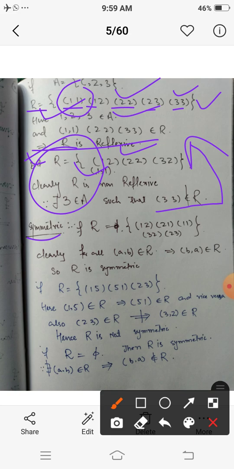Now let us consider the symmetric relation. On a non-empty set, we define a relation on A as R equals {(1,1), (2,1), (1,3), (2,2), (3,2)}.